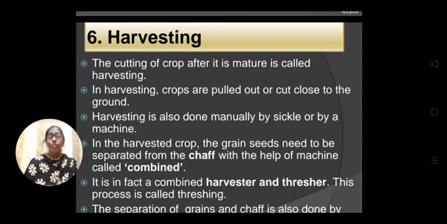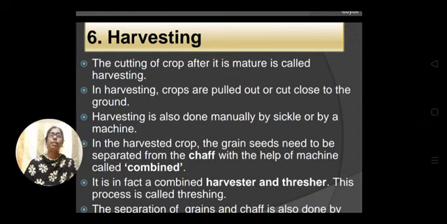Next, after harvesting, after cutting the crops from the field, what do we have to do? We have to separate the seeds from the chaff. Chaff means the stem which bears the grain, or the branches that bear the grains. So the next step after cutting the crop is to remove the seeds from the chaff. Okay, and it is done with the help of a machine, and that machine is called a combine.